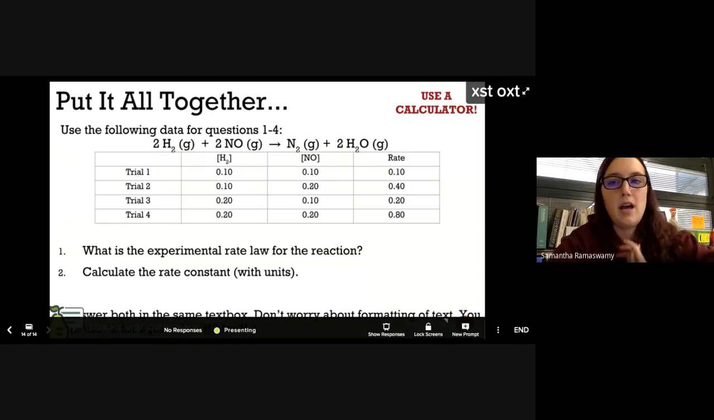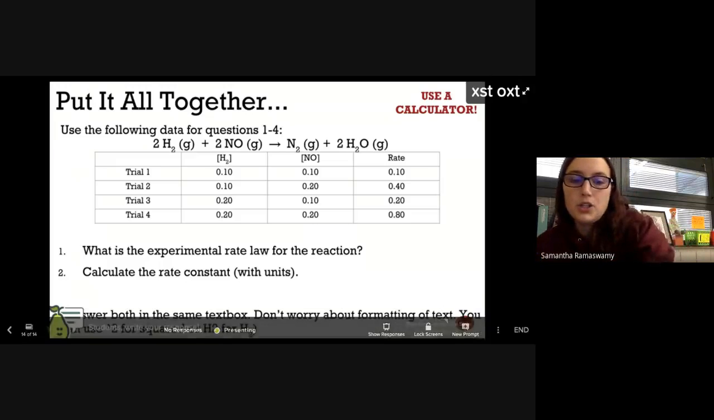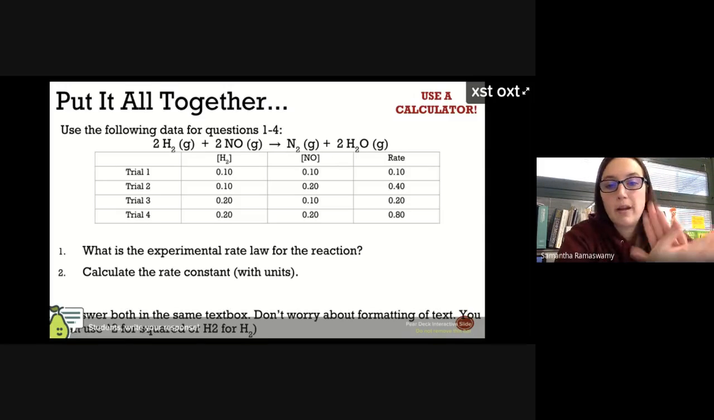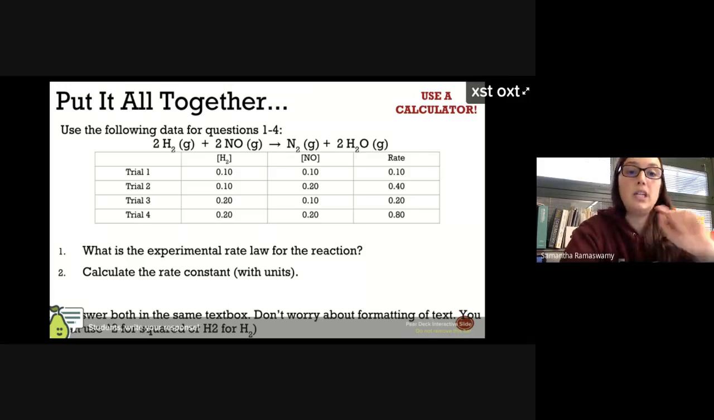So now we're going to put everything together. So for number 1, you're going to answer all of this in the same text box. Don't worry about formatting. I'll be able to tell what you mean. But for number 1, I want you to write the experimental rate law. So you need to use the method of initial rates. That means you use this table to figure out what the order of each reactant is. Then you'll do rate equals K times the concentration of reactants. Then based on your rate law, you're going to calculate the rate constant.